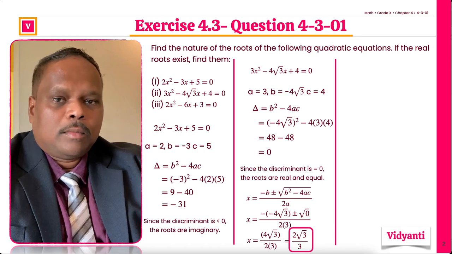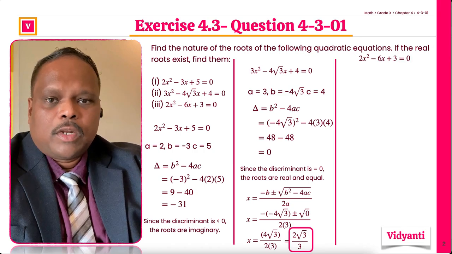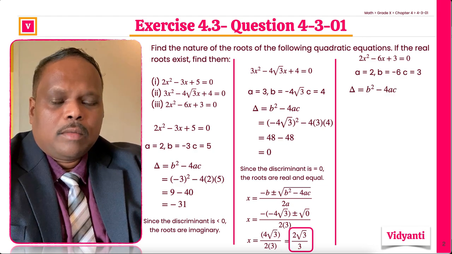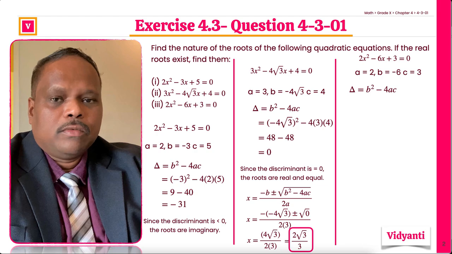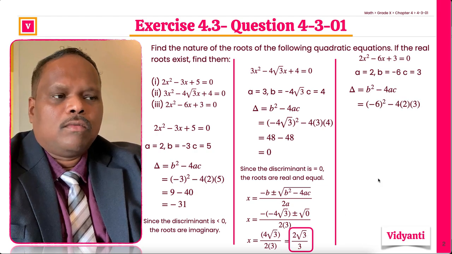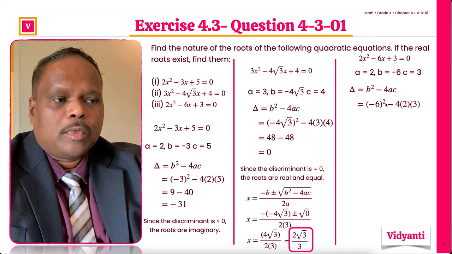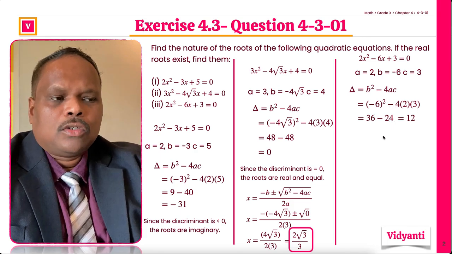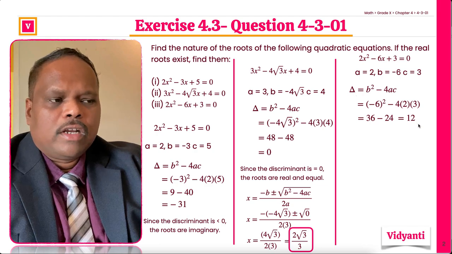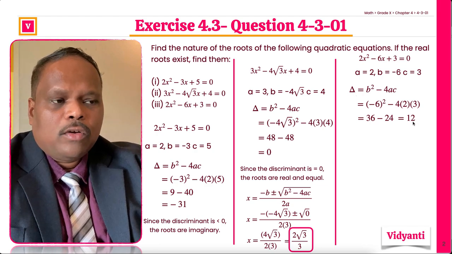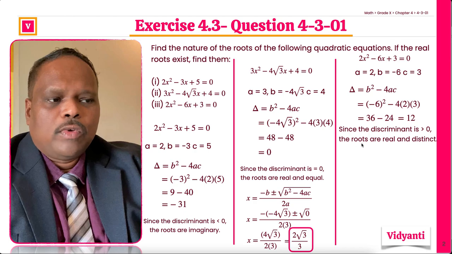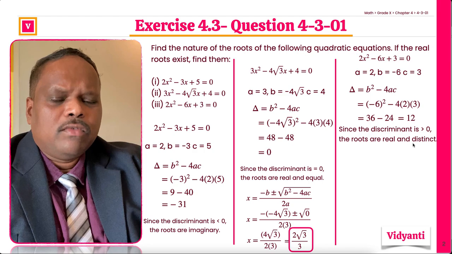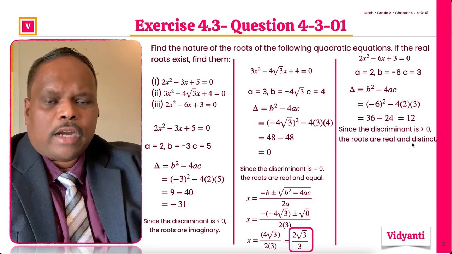Let us see the third part, 2x square minus 6x plus 3. Here also we'll do the same thing. First get the coefficients and plug them in the discriminant expression, which is b square minus 4ac. Once you substitute that, minus 6 square will come out to be 36, and 4 times 2 is 8, times 3 is 24. So the discriminant delta will come out to be 12. This value came out to be greater than 0, so we will get not only real roots, but this time we will get different roots because there will be something to add and subtract, plus or minus.